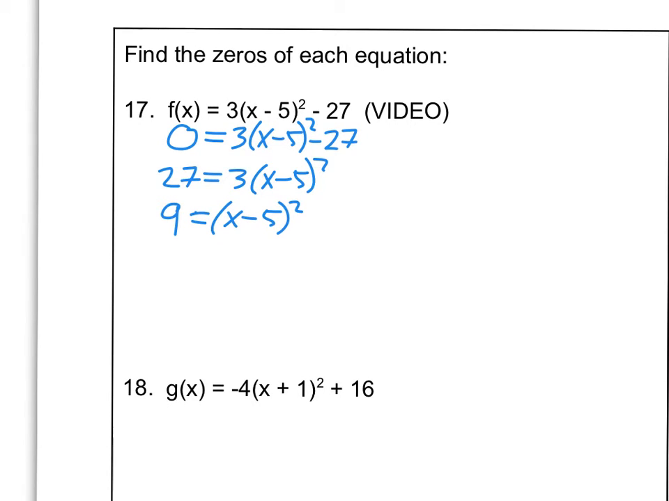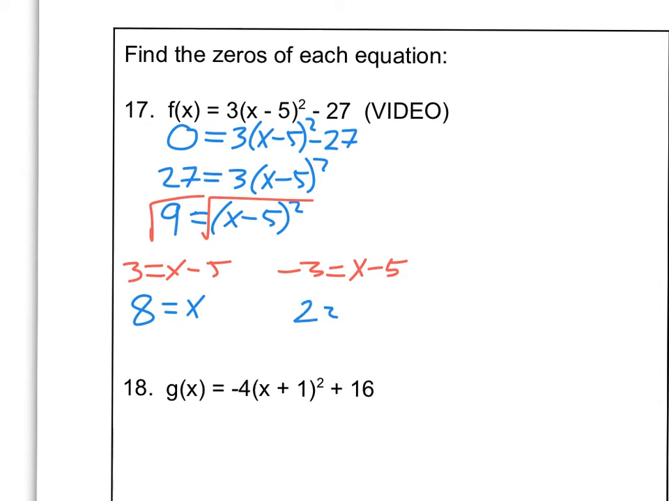I want to take the square root of both sides. I'm going to end up with 3 is equal to x minus 5, and negative 3 is equal to x minus 5. I need both versions of this. If I add 5 to both sides, I get 8 is equal to x, and I get 2 is equal to x. Those are my two answers.